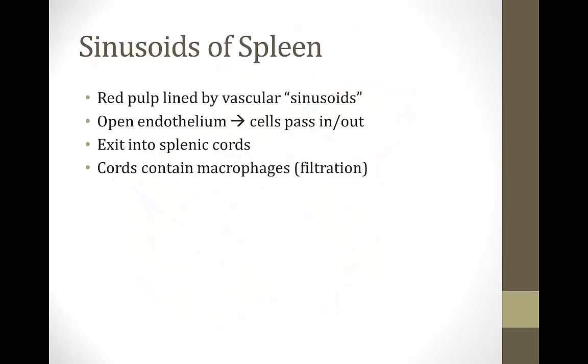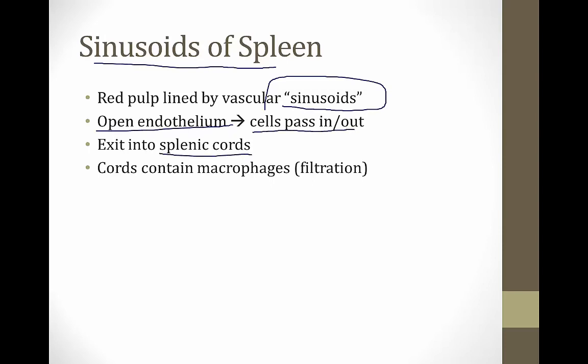The most important structure found in the red pulp are the sinusoids of the spleen. The red pulp is lined by vascular structures called sinusoids, and these sinusoids contain an open endothelium that allows cells to pass in and out. When cells exit the sinusoids, they enter the splenic cords, and in the splenic cords they encounter macrophages. And these macrophages are very unique in that their major role is to remove dead and dying red blood cells, and this is the way old blood cells exit the circulation in your body.